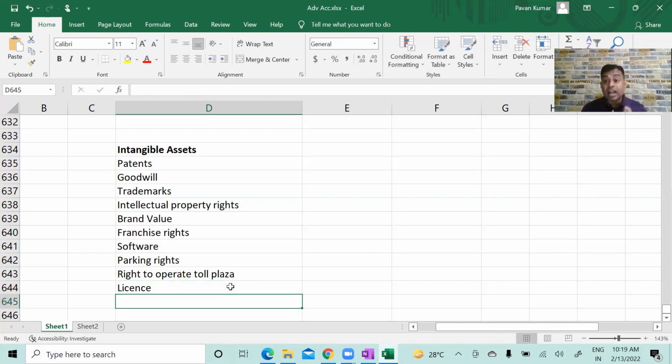License: bar license, school license, club license. How costly they are. For example, you want to run one engineering college, you want to run one medical college. How much money you need to pay to get a license? So that license, obviously, you can use for 10 years, 20 years, 30 years, or indefinitely. So obviously, that is an intangible asset for you.